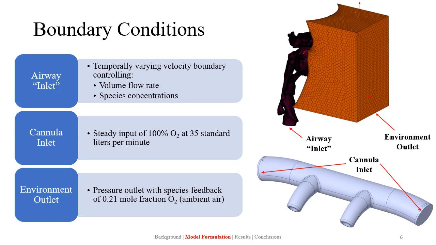For the airway inlet, inlet is in quotes because it functions as both an inlet and an outlet depending on the moment in the breath curve that the model is currently at. The airway inlet is a temporally varying velocity boundary that controls both the volume flow rate and the species concentrations of flow entering through the base of the trachea. The volume flow rate matches a breath curve that was generated using the ASL 5000 breathing simulator.